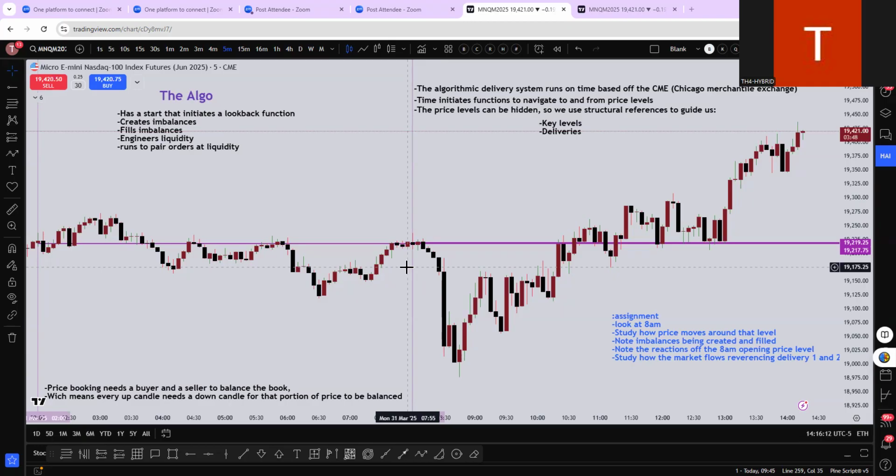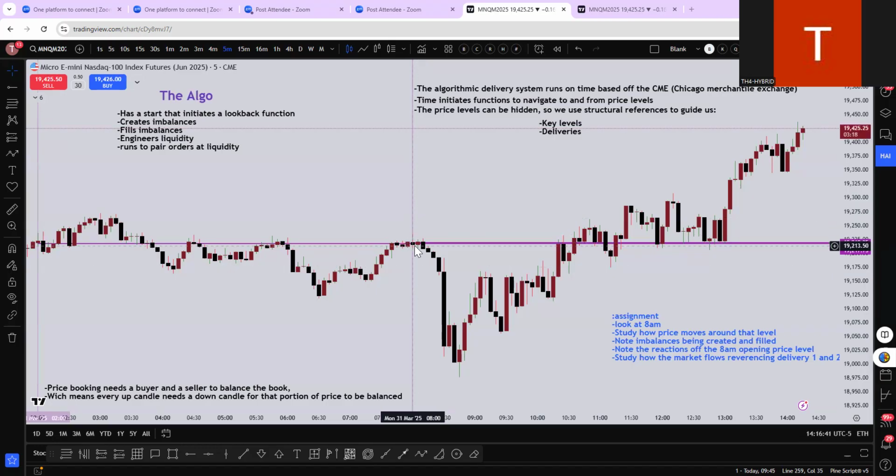The reason being is because they wanted to create the algorithm as close as possible to the initial Chicago Mercantile Exchange timeline, way back before trading was electronic. They had specific times of the day that orders would be processed, submitted, filled, different things like that. So for latency purposes, the algorithm's delivery system runs off of Central Time.